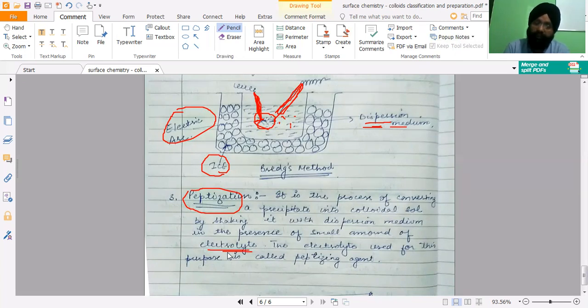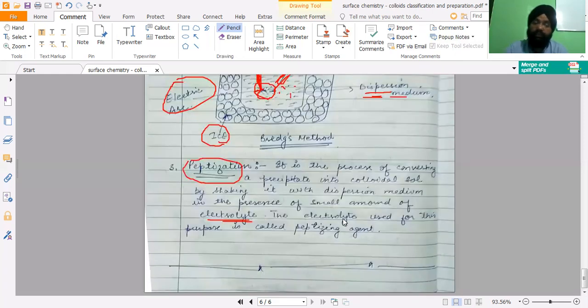But the main principle is that the electrolyte we add to the freshly prepared precipitate creates a common charge on the particles of the dispersed phase, and that charge keeps them away from each other, because like charges repel each other. So this is how the colloidal particles form from an aggregate, from a precipitate. Right? There are some examples we'll discuss later for how it is prepared. So this is all for classification of colloids and methods of preparation of colloidal solutions. Right?